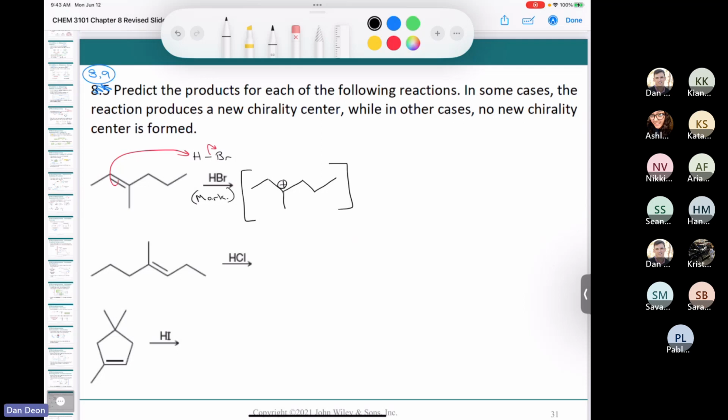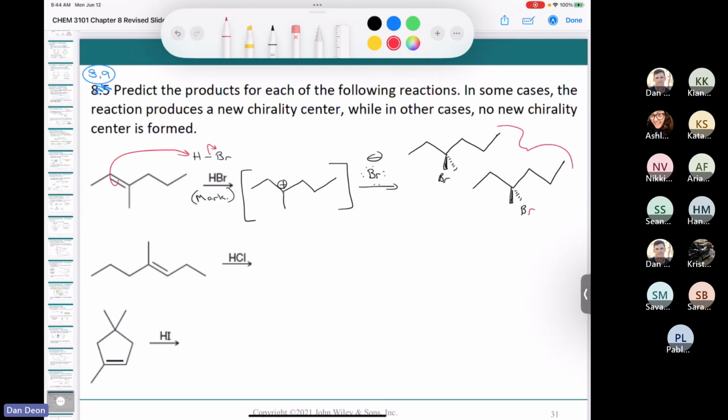And now my bromide can come in as my nucleophile, and it can attack from the back face of the molecule, or it can attack from the front face of the molecule. It doesn't matter. And so we're going to get a pair of enantiomers, right? Because we're going to have one chiral center, aren't we? So we're going to end up with this compound. We have the bromine coming out and the methyl group going back. And then we're also going to have this compound where we have the methyl group out here and we have the bromine in the back, okay?